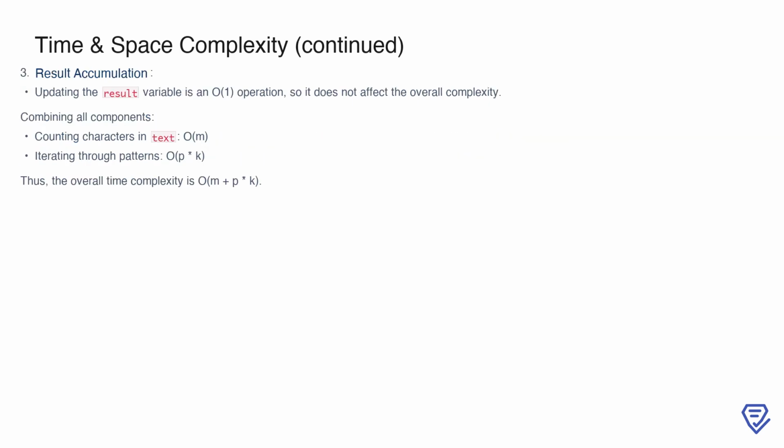Now, let's consider the result accumulation step. Updating the result variable is a simple operation that takes constant time, or O(1), and does not contribute to the overall time complexity. When we combine all the components, we have O(M) for counting characters in text and O(P * K) for iterating through the patterns. Therefore, the overall time complexity of the function is O(M + P * K). This demonstrates how the algorithm efficiently balances the cost of processing the input and patterns while keeping the operations linear with respect to their lengths.